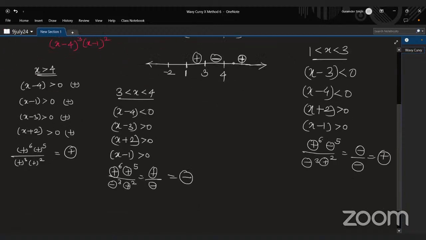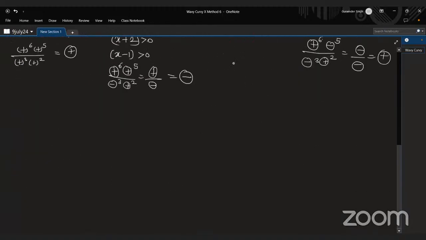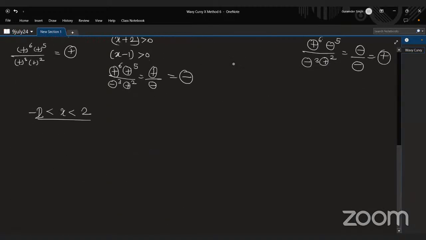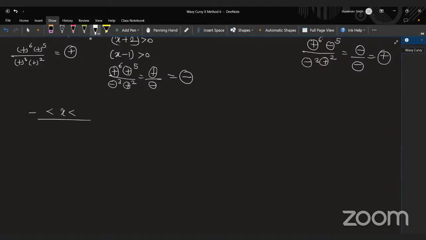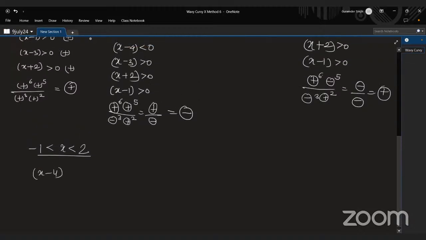Similarly, when I take between minus 2 and 1. Just a second. Okay, we are just checking values of the function in these regions. So what will be x minus 4? What will be x minus 3? What will be x plus 2? And what will be x minus 1?